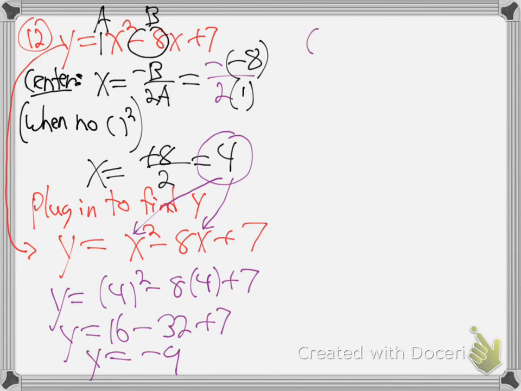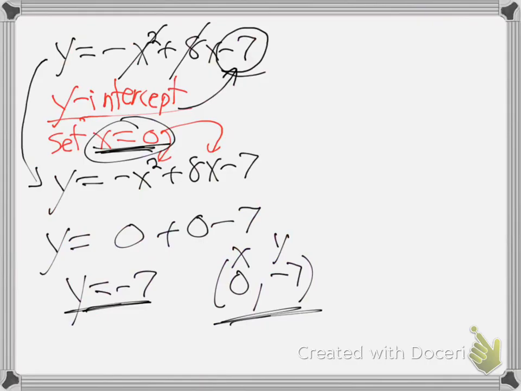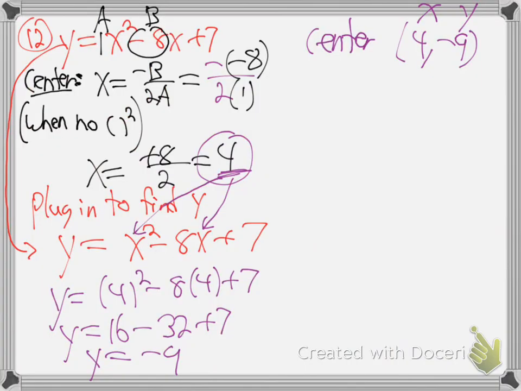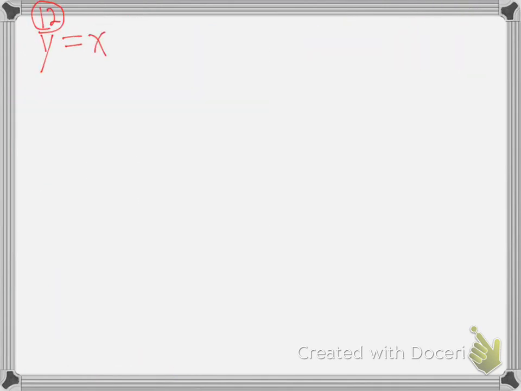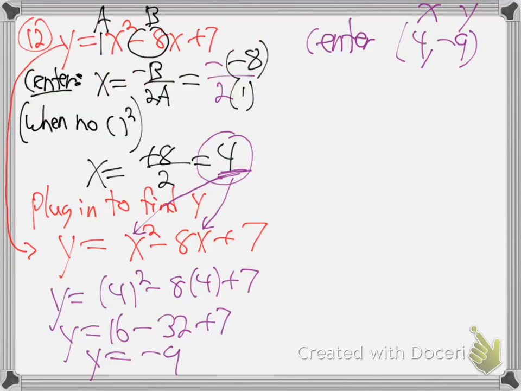Yeah. So the center then is (x, y). What was x? 4. And minus 9. That's very similar to the last one. What was the last one? It was (4, 9). This one's (4, minus 9). It's funny. Okay. So (4, minus 9). That's our center. Let's go to a fresh screen. So this is still number 12 here. y equals x squared minus 8x plus 7. Center (4, negative 9).